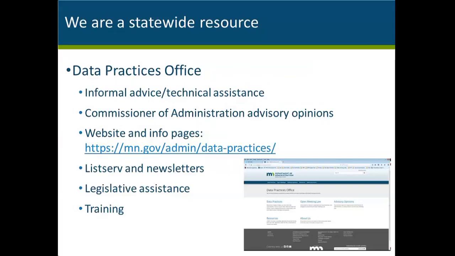The Data Practices Office is a small office in the Department of Administration, and we're a statewide resource on data practices and the open meeting law. Most of what we do is respond to questions related to those laws from members of the public and government. So if you have a question about these laws, please feel free to reach out to us at any time. We also assist the Commissioner of Administration with issuing advisory opinions and provide legislative assistance and training.